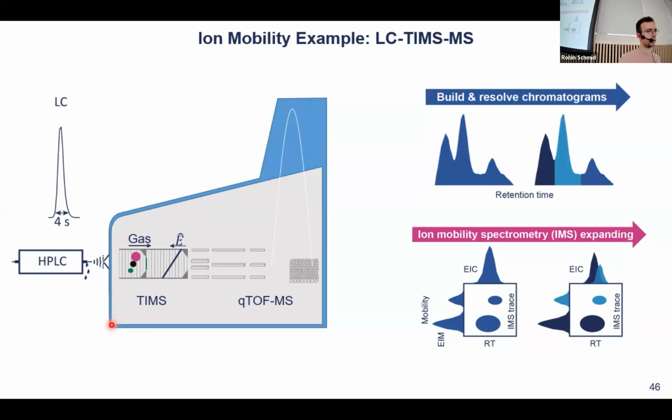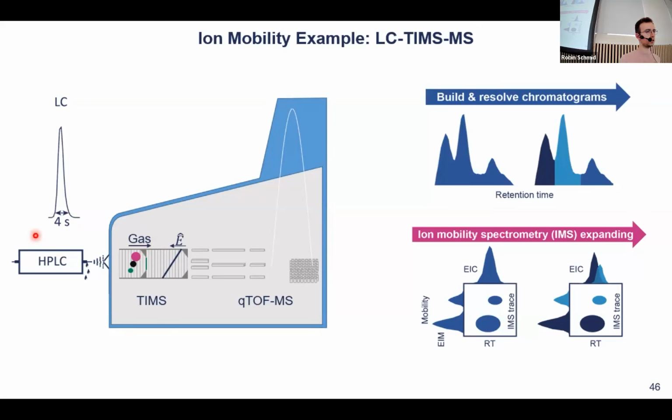Then you can also have electrical fields and moving gases, but basically the ions are separated in the gas phase, and these separations are built into the mass spectrometer, for example. So it's a different system. You don't need to couple anything. It just either is included in the MS or not. And the nice thing about ion mobility separations is that they can take place in a couple of milliseconds.